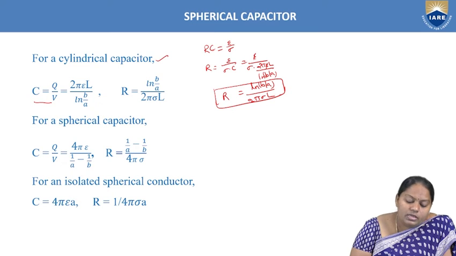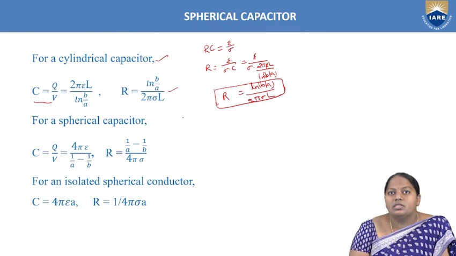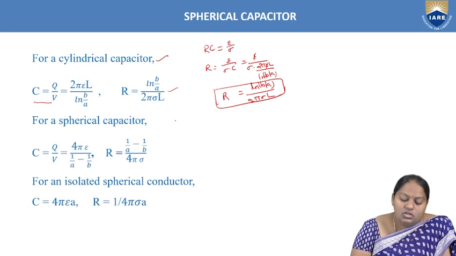So for a cylindrical capacitor, C is obtained as 2 pi epsilon L by ln of B by A, and from that the R value is ln of B by A by 2 pi sigma L. So if you observe, R is the resistance and sigma is the conductivity. We know that the two are reciprocal to each other. So in each case, for a parallel plate capacitor, a cylindrical capacitor, or a spherical capacitor, the relation should be inversely proportional to each other.